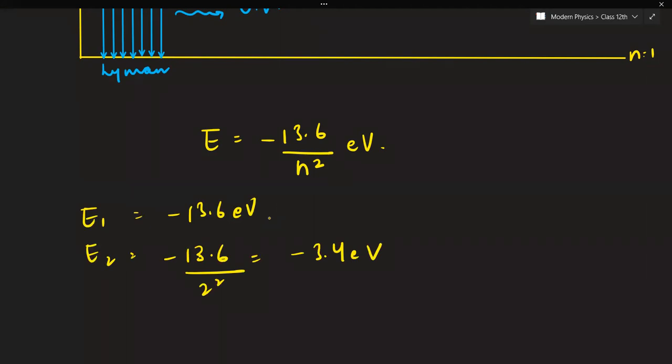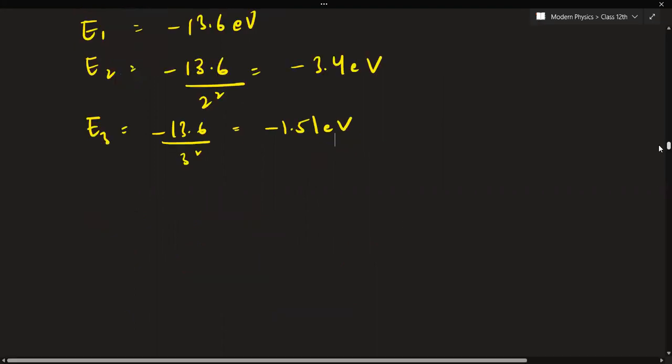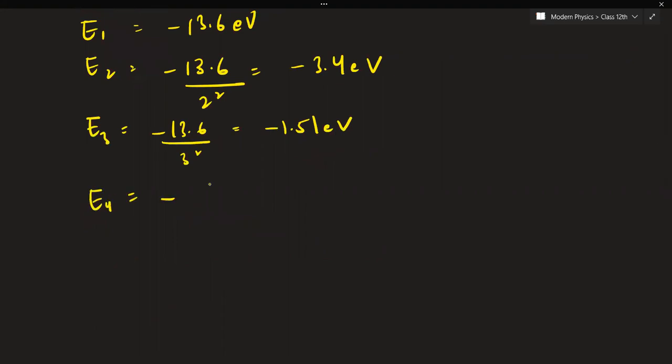Class, try to remember these values, at least till the 6th orbit. It will be very helpful. When you solve the previous year's questions, only then will you notice. So this will be minus 3.4, minus 1.51 electron volt. I'm not solving this right now, I just remember all these values, at least till the 6th orbit, then you can calculate. Because these are very common values, and it will definitely save a lot of time, class.